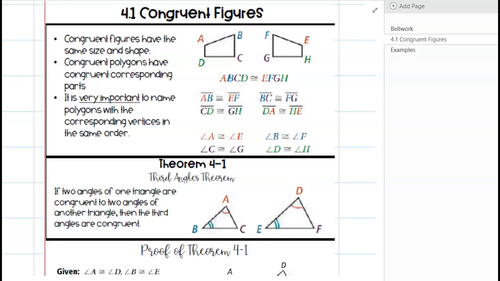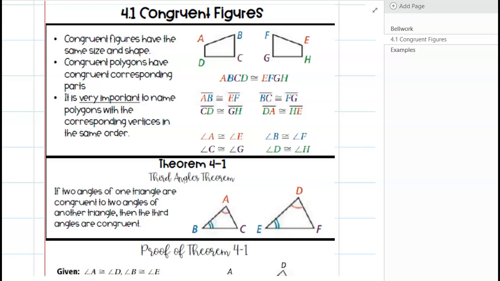What's neat about naming them this way is you don't necessarily have to have a picture. Without this picture, I could tell you exactly which angles are going to be corresponding because of what we just talked about. The first letter in each of those is going to correspond to the first letter in the other one. Second letter, third letter, fourth letter.